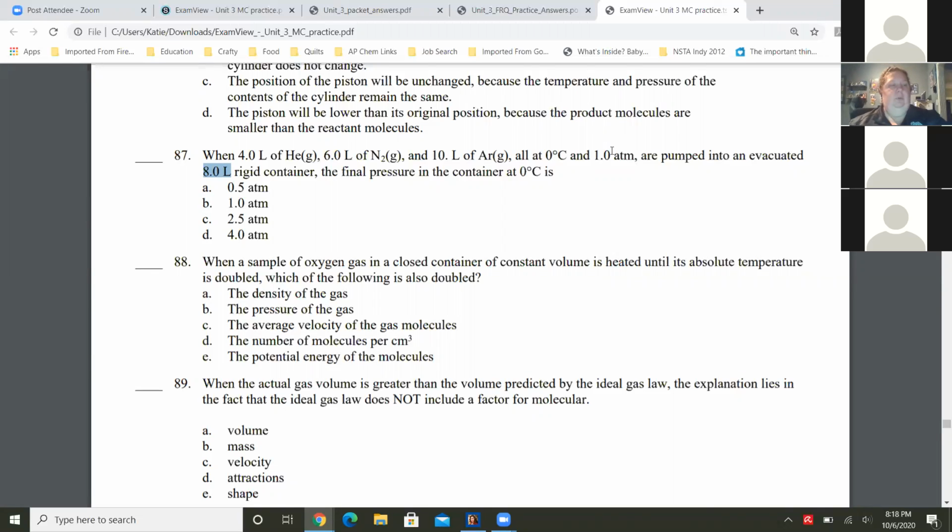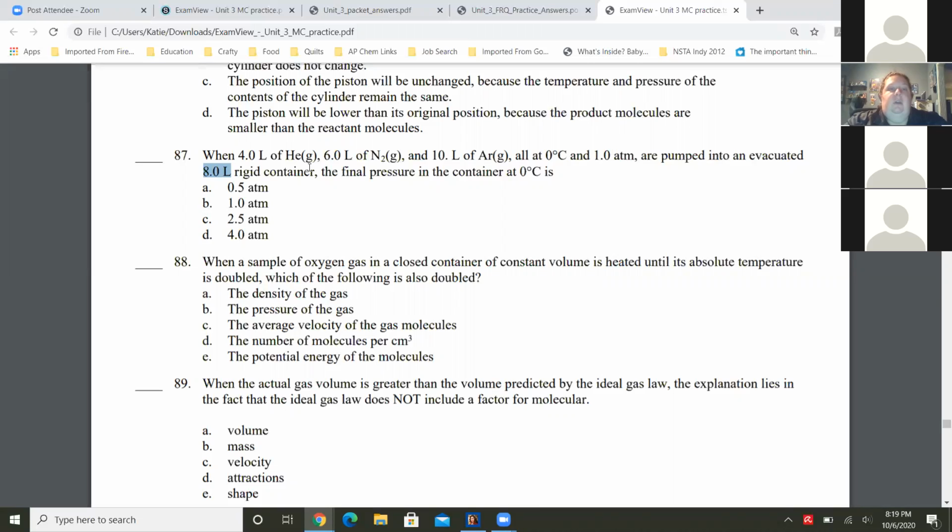Grab some scratch paper real quick so I can draw this out for myself. And remember, no calculator on this. So 4 liters of a gas at 1 atmosphere goes to 8 liters, and I want to know what its pressure is going to be for that helium. Remember that pressure and volume are inversely proportional. So I'm doubling my volume, which means I'm going to halve my pressure. So my pressure of helium is going to be, instead of 1 atmosphere, 0.5 atmospheres.